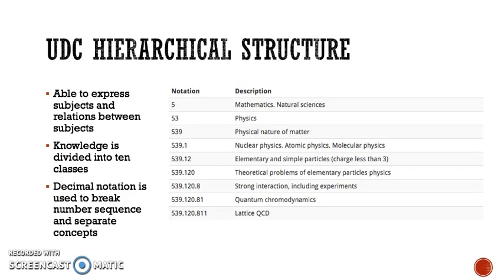As you can see in this example, we start with the class 5 notation of mathematics and natural sciences, and it gets all the way down into 539.120.811, which is Lattice QCD, or I would assume it's Lattice Quantum Chromodynamics.